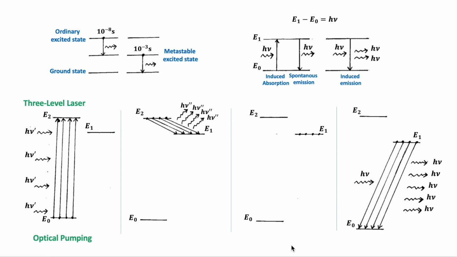But in the case of a 3-level laser, the induced absorptions are to a higher energy level than the metastable state, where induced emission here takes place. So this kind of levels will prevent the pumping from depopulating the metastable state, and this results in this population inversion, which means there will be more induced emissions than induced absorptions, which will result in this laser amplification.